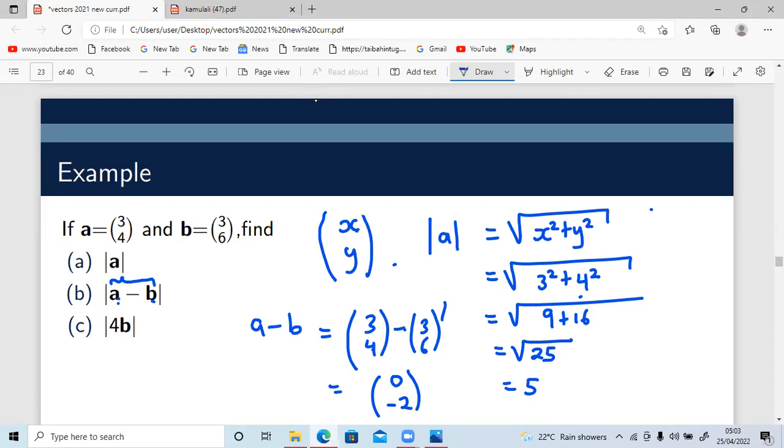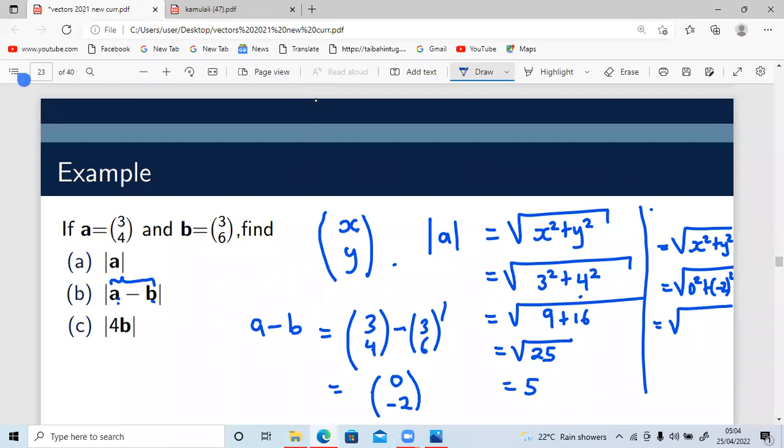Negative 2. So after getting this simplified answer, you go and get the magnitude. So still you get the square root of x squared plus y squared. So I'll have my 0 squared plus negative 2 squared. But negative 2 squared is what? It is 4, then plus 0, which is 4. So I have my square root of 4, which ends up with a 2. Have you understood? Yes. Okay.